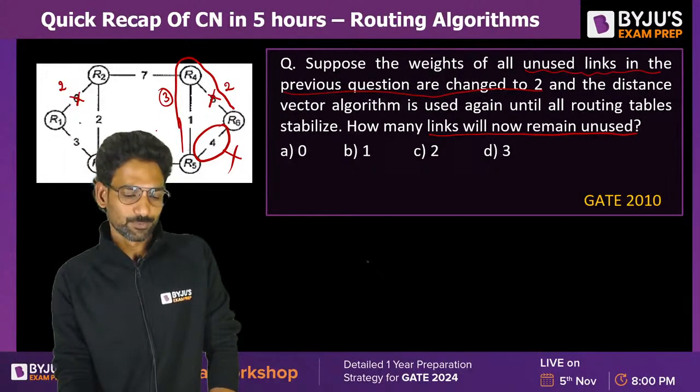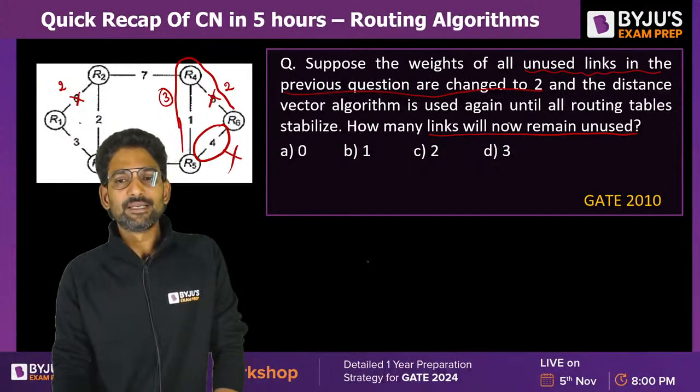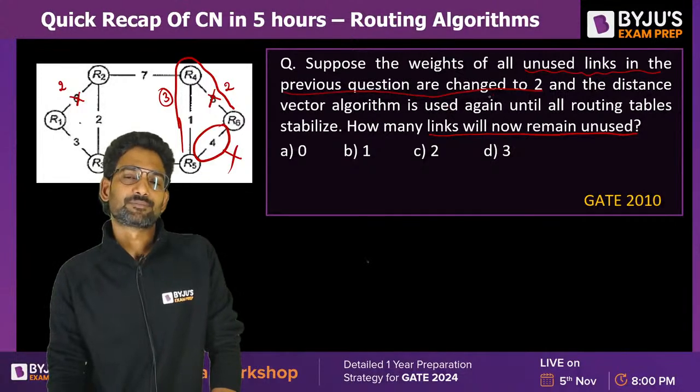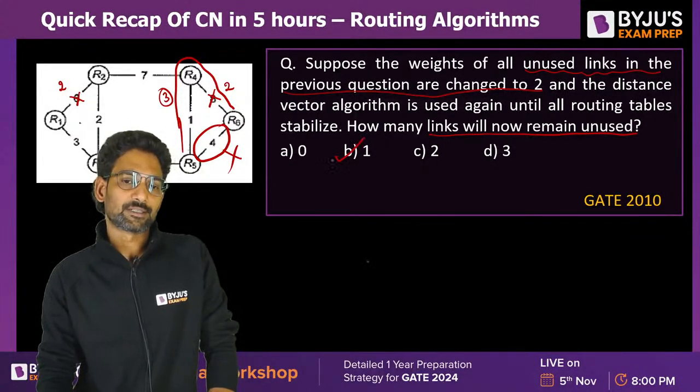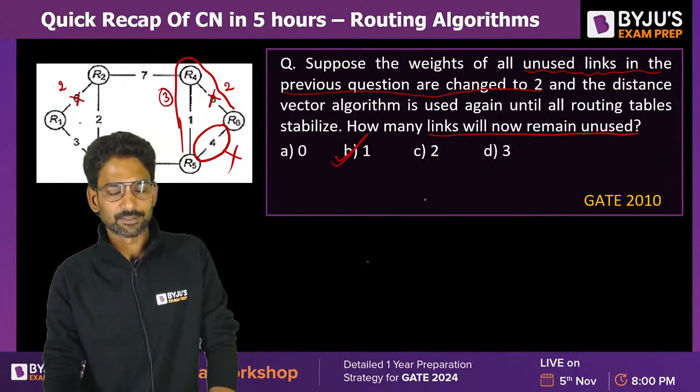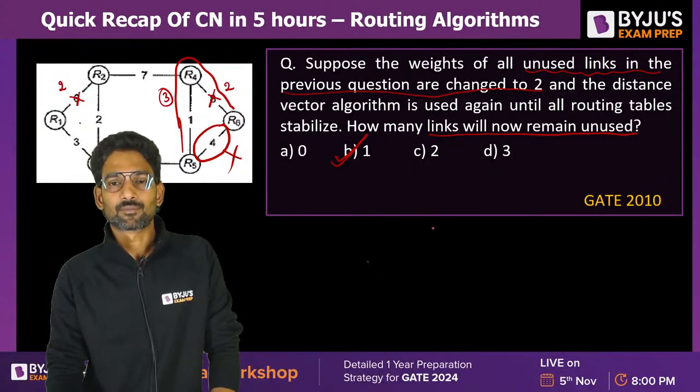You can just go through. So, how many links remain unused after updating the cost to 2? One link. Got it?